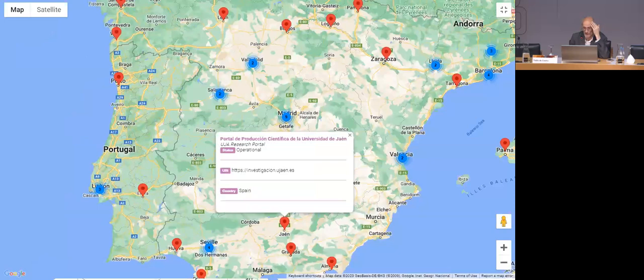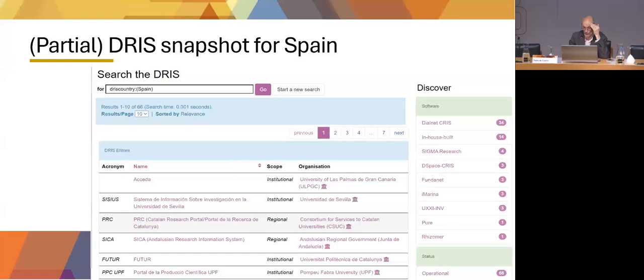And then this is Spain, with an example of how when you hover over a given dot on the map, you see what CRIS system, what institution, what URL that dot belongs to. And this is the search in the DRIS for Spain, showing 66 CRIS systems as of today.